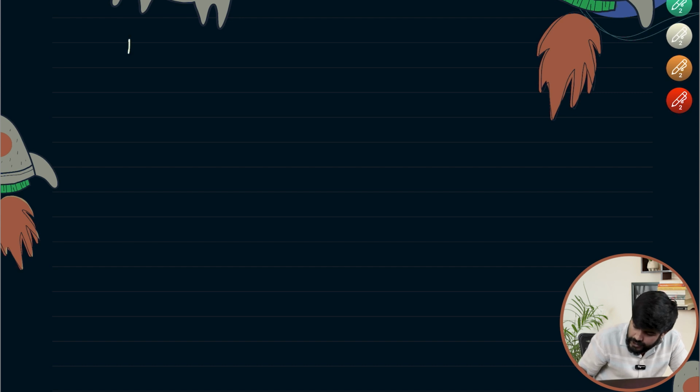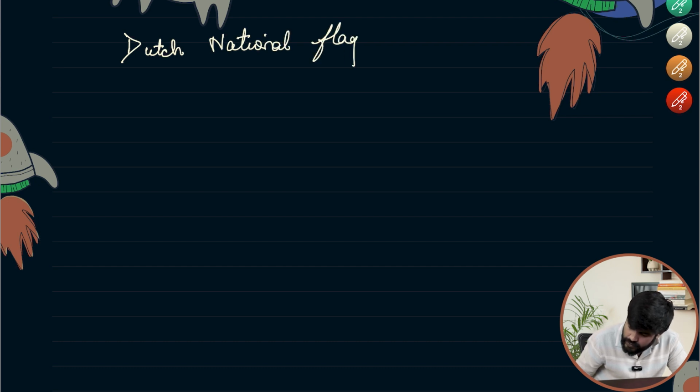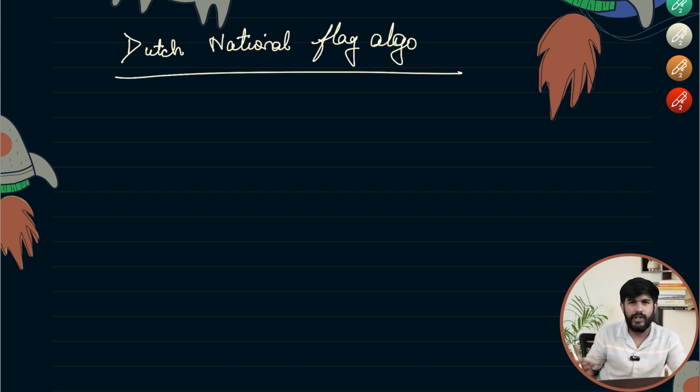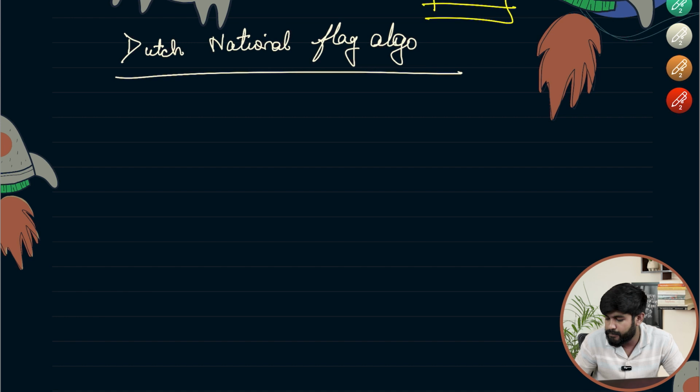So the first thing that should strike in your mind is the Dutch national flag algorithm. If this name seems weird or hard to remember, you can just ignore it. Just remember that this is a flag algorithm, like India's flag, since most of you are Indians, and India's flag is composed of this kind of thing. So you can just remember that this has a resemblance with the flag. That is it.